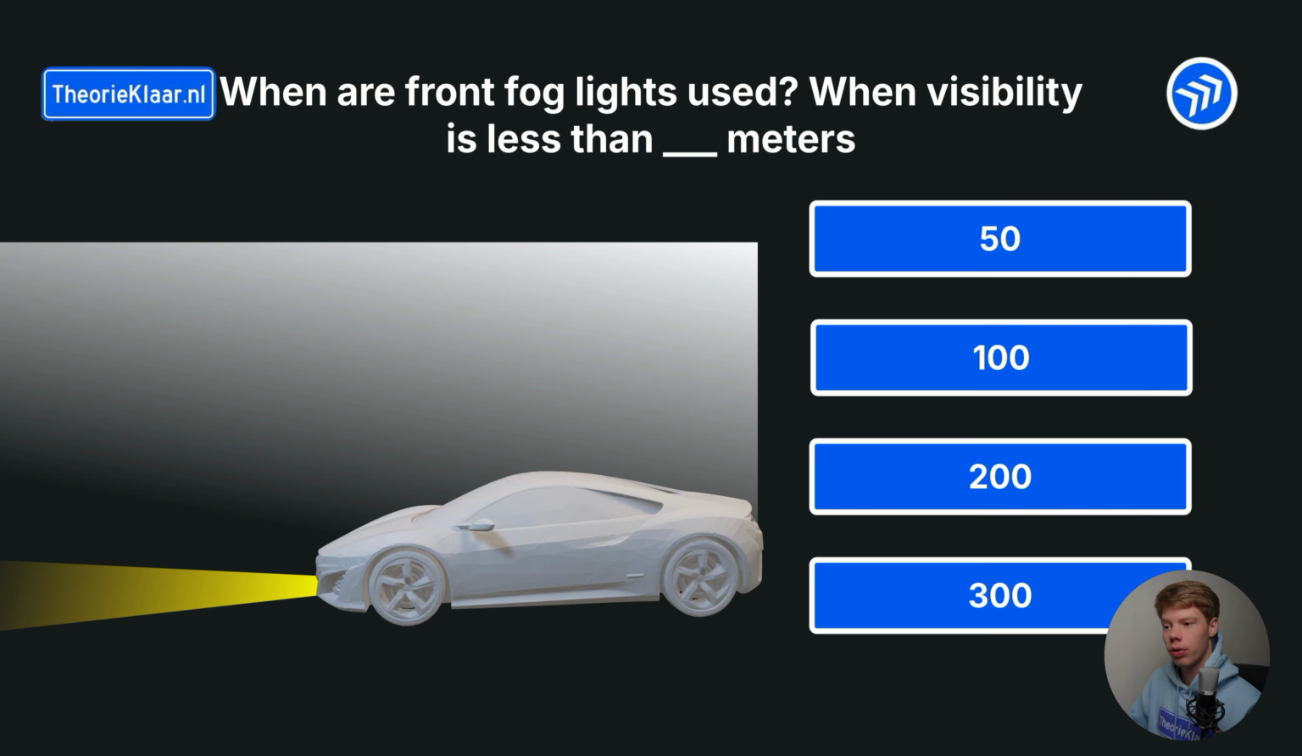And when are front fog lights used? When visibility is less than how many meters? Is that 50, 100, 200 or 300 meters? Then the right answer is 200 meters.